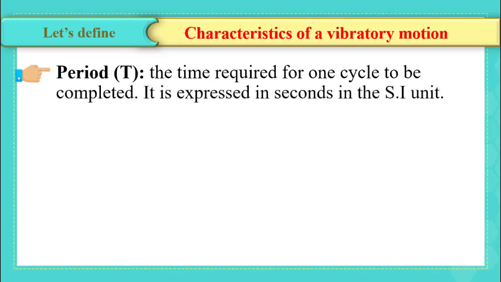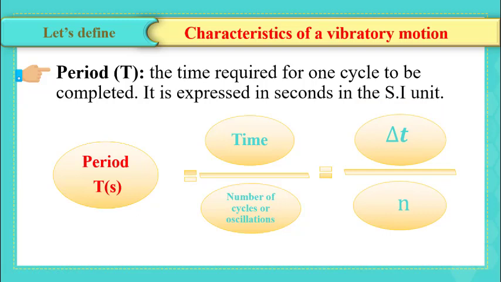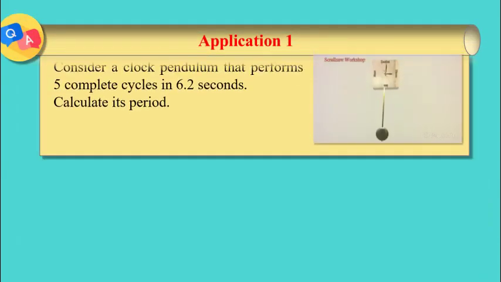We will start with the period denoted by T, which is the time required for one cycle to be completed. It is expressed in seconds in the SI unit. We can write that the period T is equal to the duration of time divided by the number of cycles or oscillations, and we can write it as delta T divided by N. Let's have a direct application on this idea.